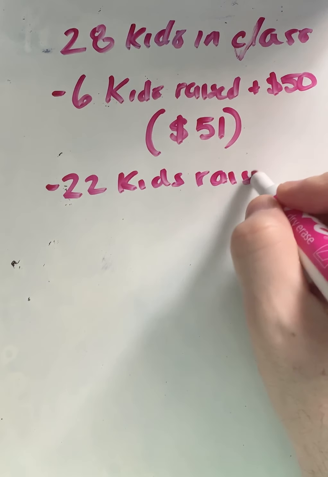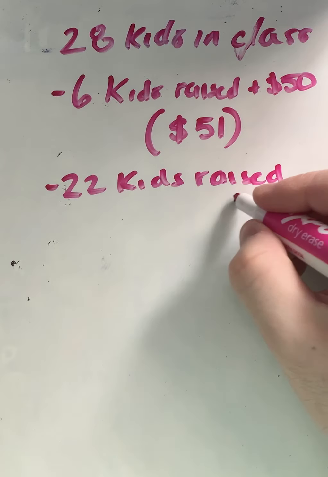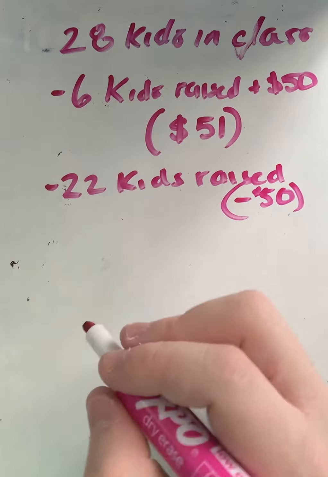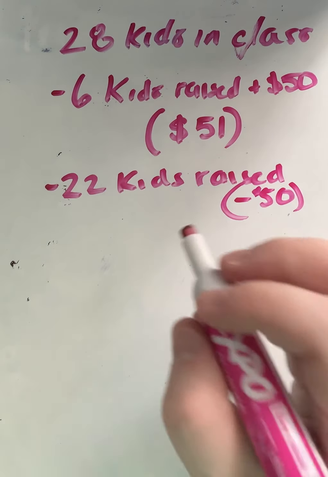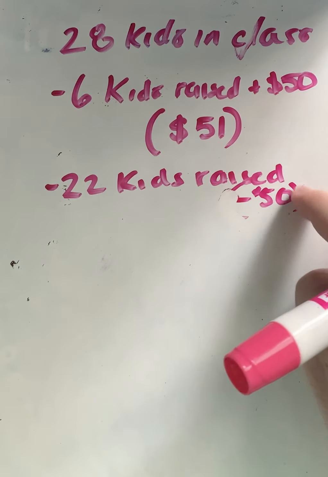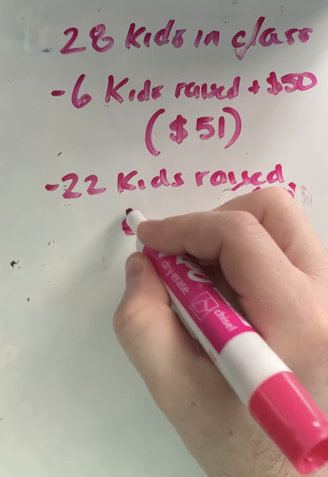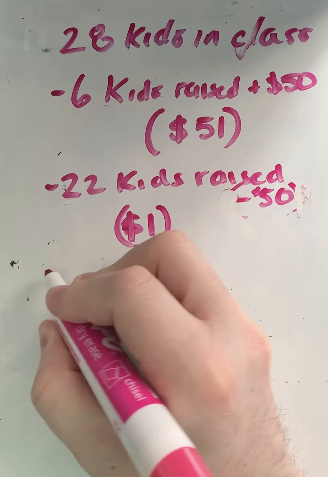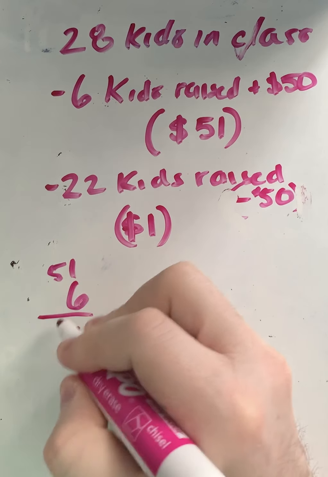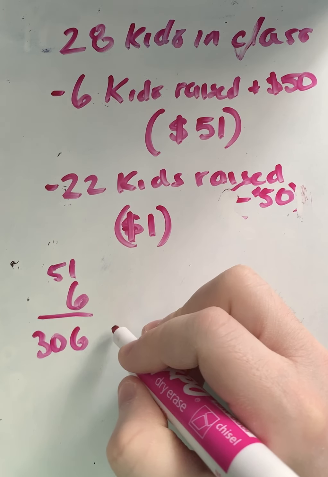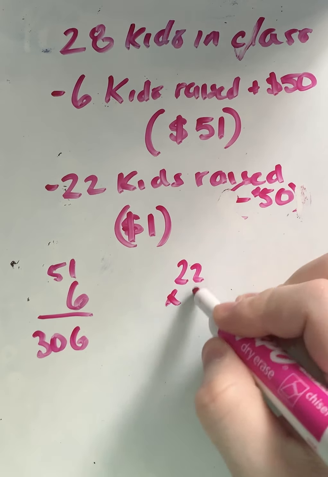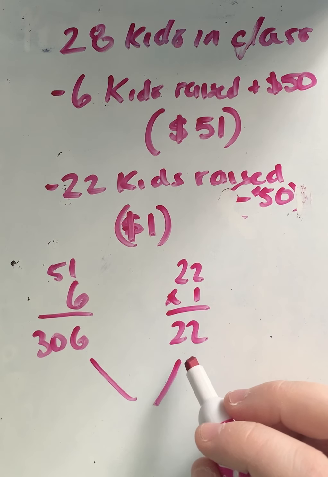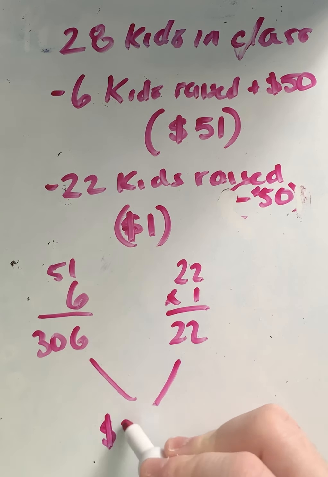Okay? And then I have 22 kids who raised less than $50. Well, what's the least amount of money that you could raise that's below $50? Well, that's $1. So now I just do the math. 51 times 6 is 306. 22 times 1 is 22. I'm going to add these up together. 306 and 22 is 328.